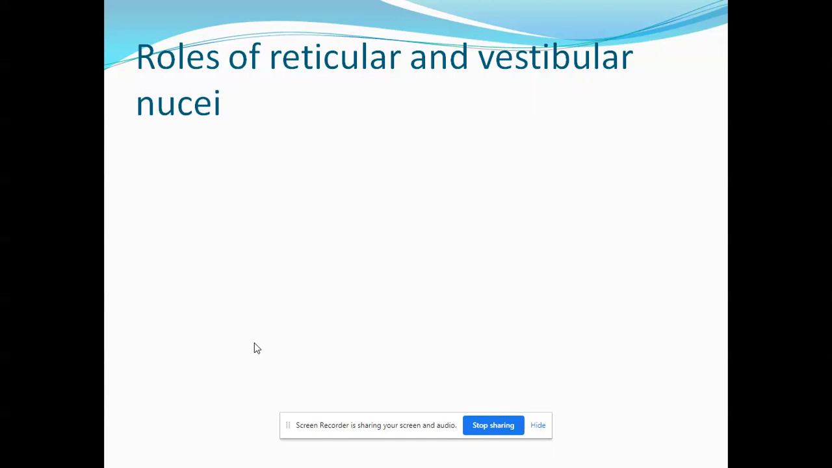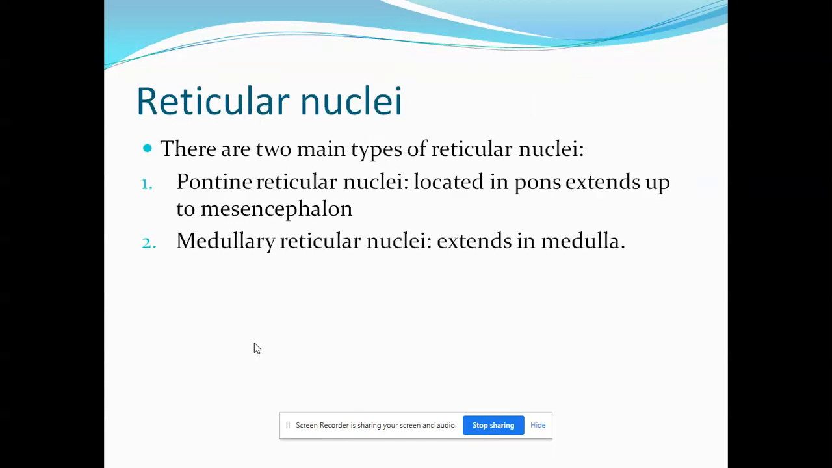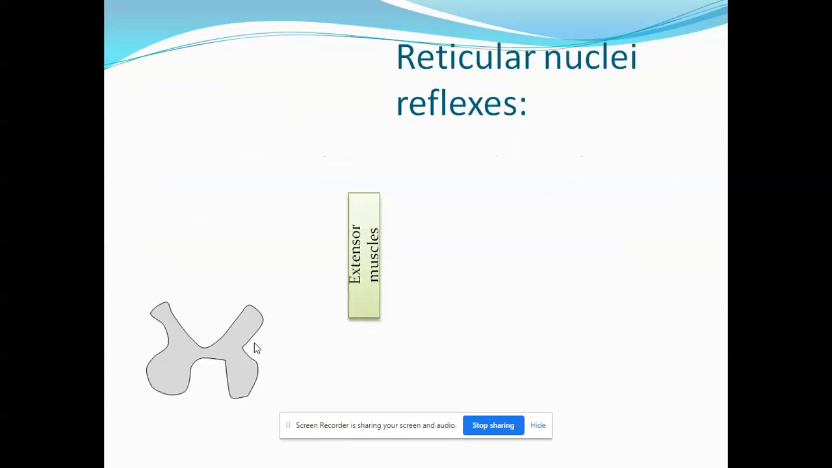Let's look at the nucleus and its function. Coming to reticular nuclei. As I already told, it has two types of nuclei. First one, pontine reticular nuclei, which is facilitatory, and medullary reticular nuclei, which is inhibitory. Pontine reticular nuclei start from the pons and extend up to the mesencephalon, whereas medullary reticular nuclei extend in the medulla.